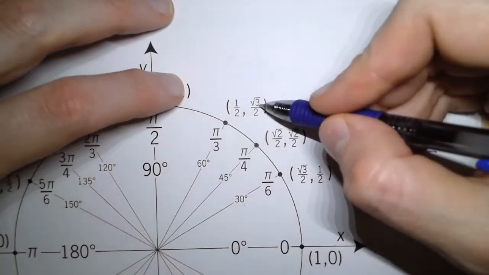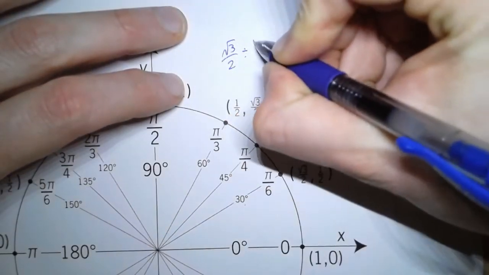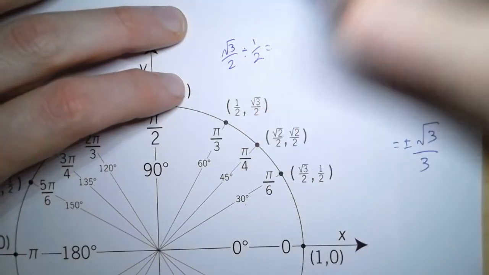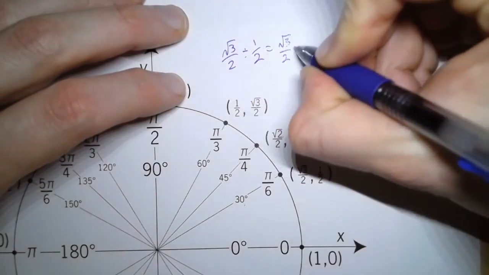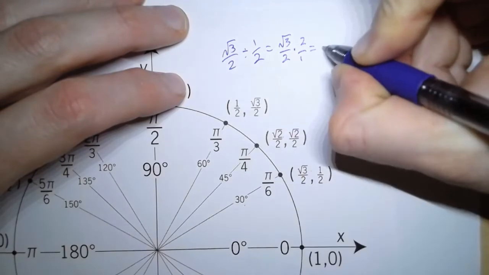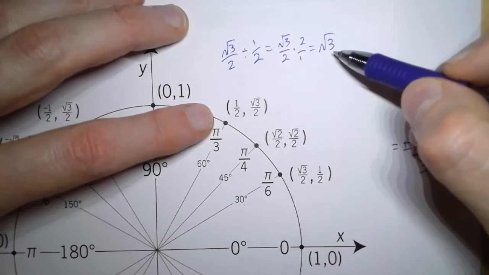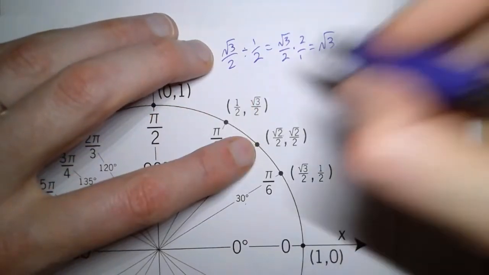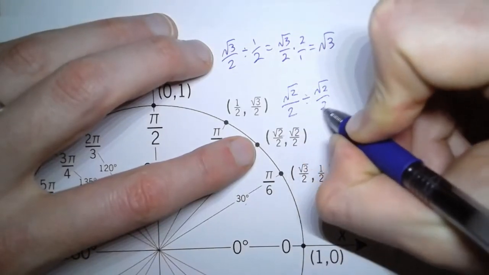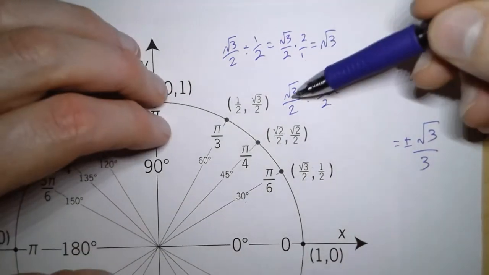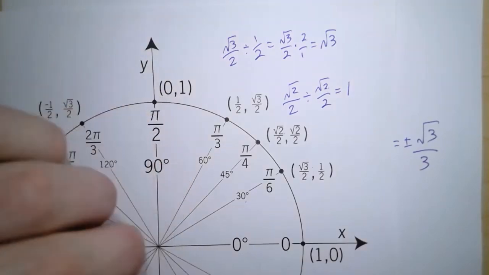If I wanted to take sine and divide by cosine, that's going to be square root of 3 over 2 divided by 1/2. But we never really divide fractions. Instead, what we do is we multiply by the reciprocal. So that's times 2 over 1. And so tangent for this angle, 60 degrees, is square root of 3. For this next one, we're going to be taking square root of 2 over 2 divided by square root of 2 over 2. Well, without doing any computation, these two numbers are equal. So if you divide equal numbers, that just equals 1.